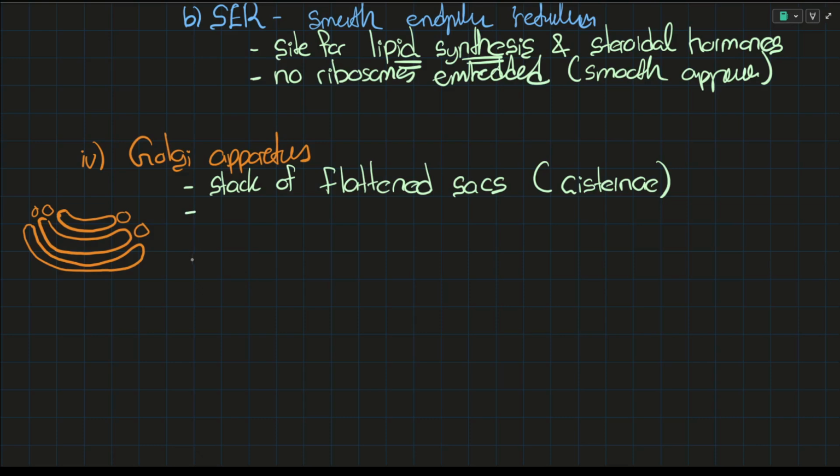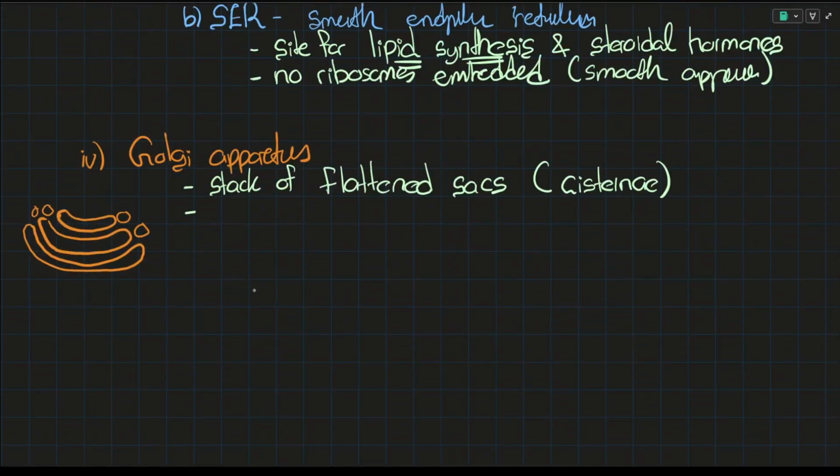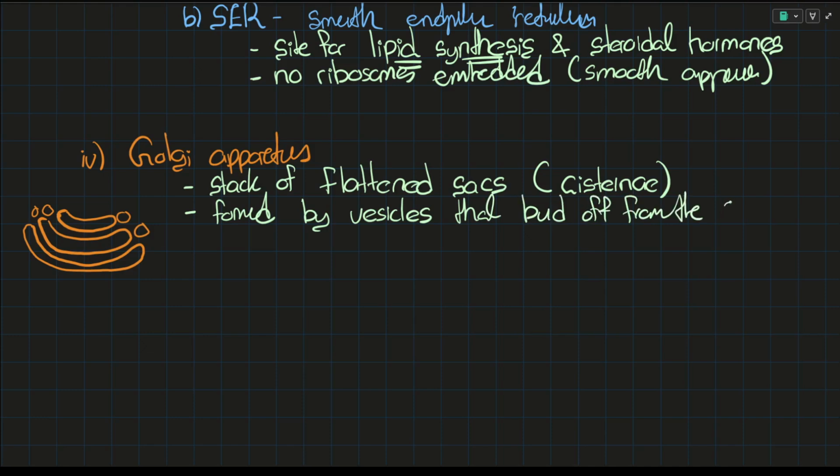Now here's the funny thing about the Golgi apparatus. This organelle is formed from another organelle. It is simply formed from the intervention of another organelle, and that is the endoplasmic reticulum. Here's the deal. It is actually formed by vesicles that bud off from the endoplasmic reticulum, from the ER.